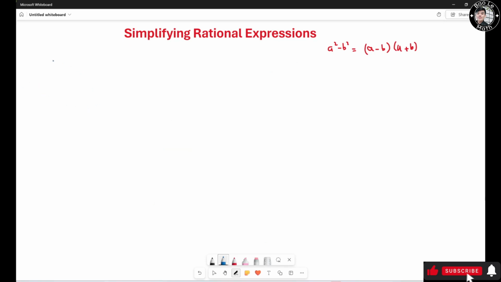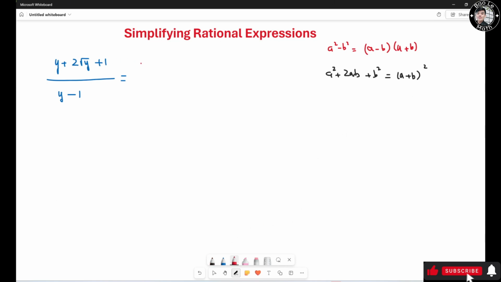Suppose we need to simplify (y plus 2 root y plus 1) over (y minus 1). In order to simplify this one, we need to understand the perfect square. If I have a squared plus 2ab plus b squared, it's going to be a plus b altogether squared. Keep that in mind.